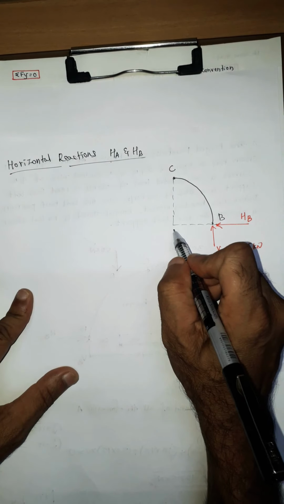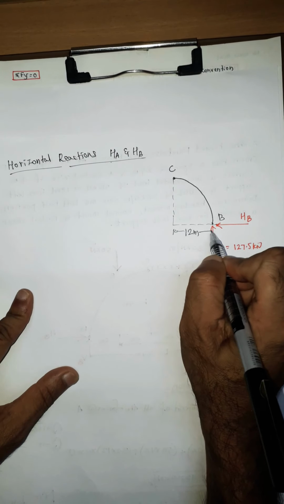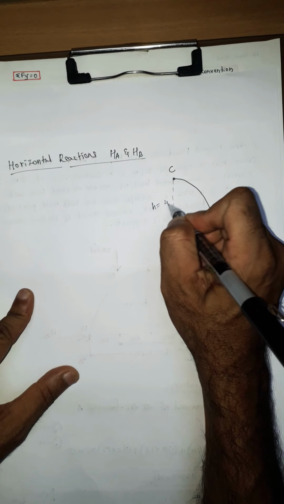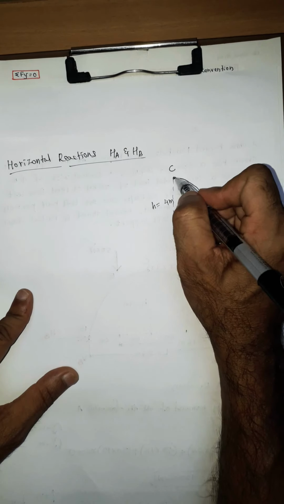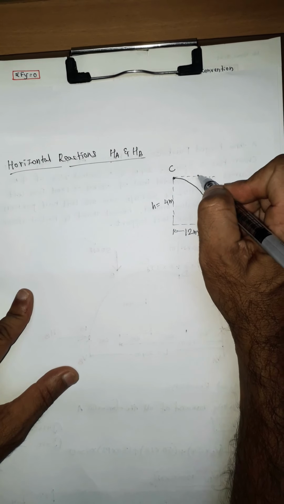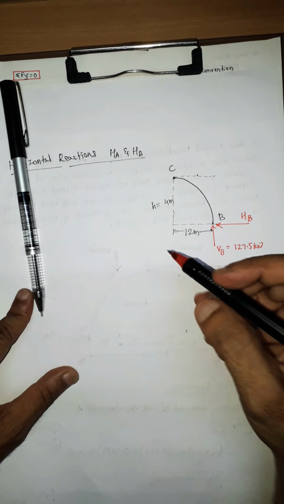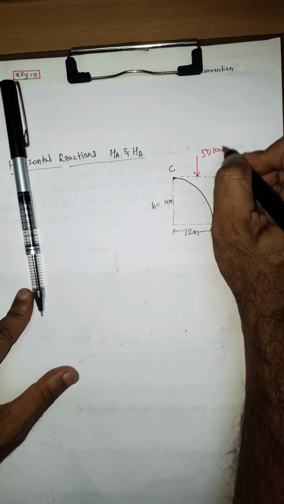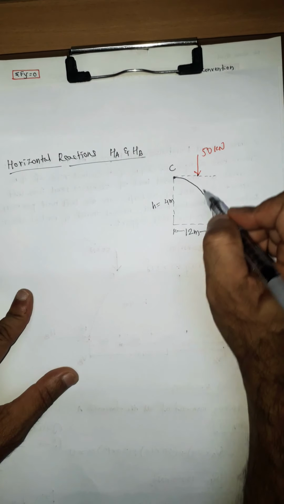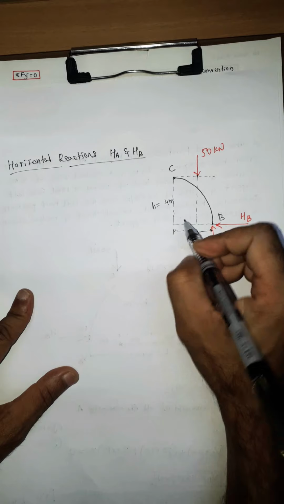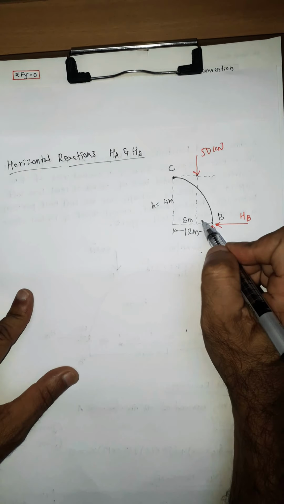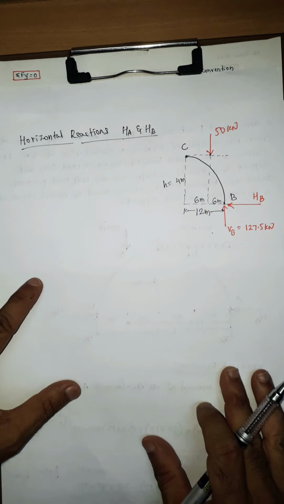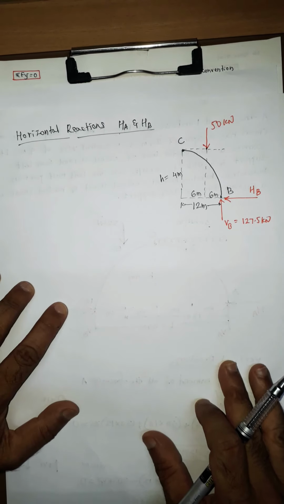And this half span is 12 meter and the central rise is 4 meter. And already there is one more point load, that is 50 kilonewton. The 50 kilonewton point load is at a distance of 6 meter, means this is also 6 meter. So with this we can find out the horizontal reactions, HA and HB.